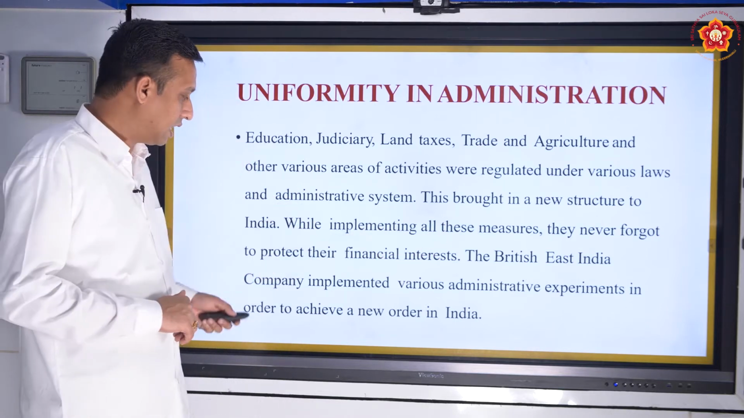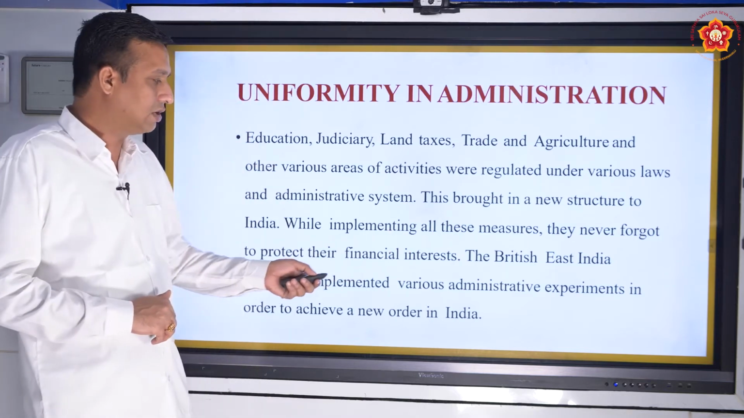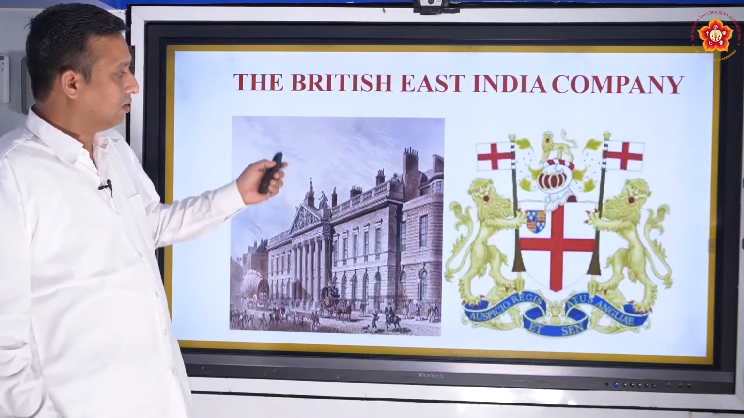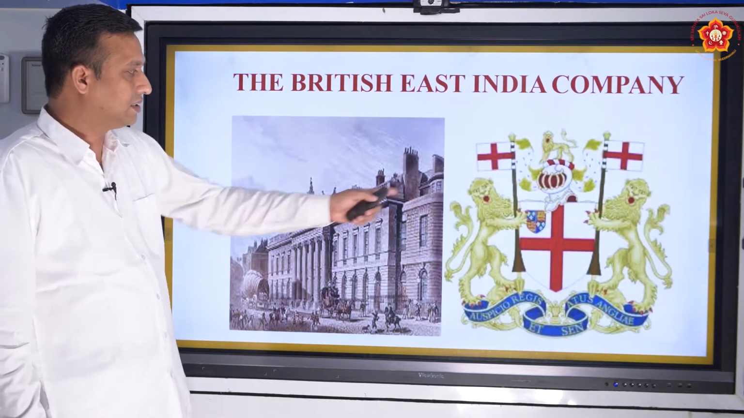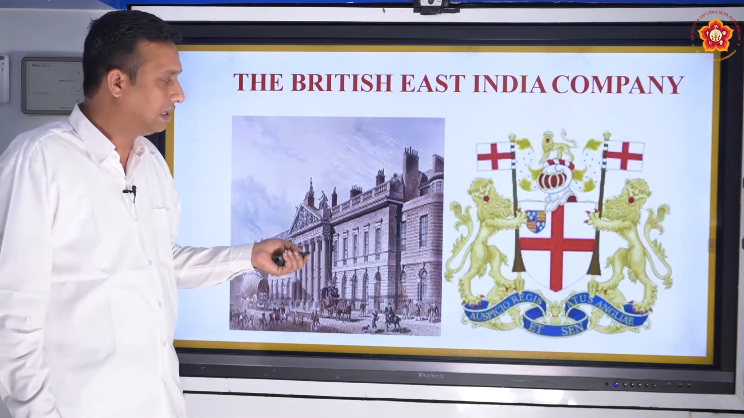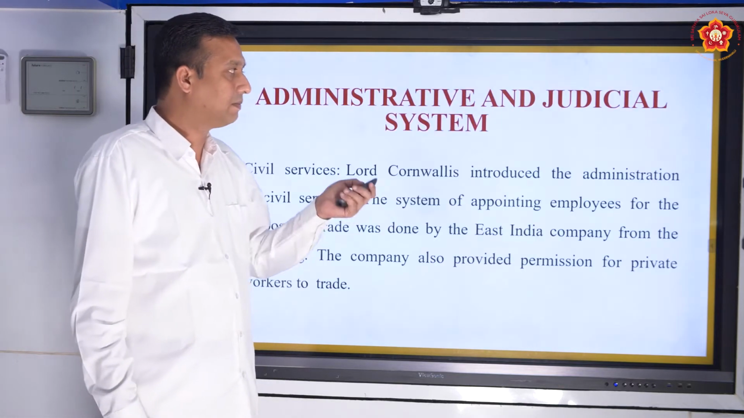The British East India Company implemented various administrative experiments in order to achieve a new order in India. So let us discuss one by one now. This is the emblem of the British East India Company. This is their office in England. It was a trade company, and the main purpose was business, profit.